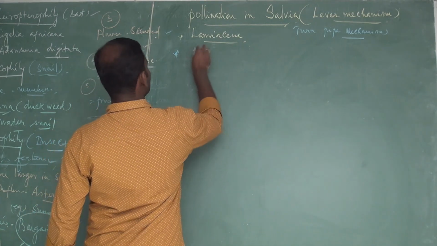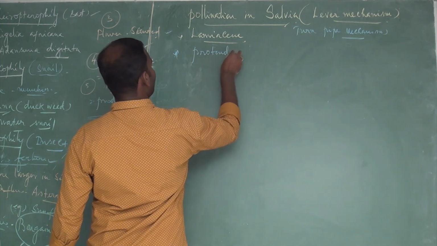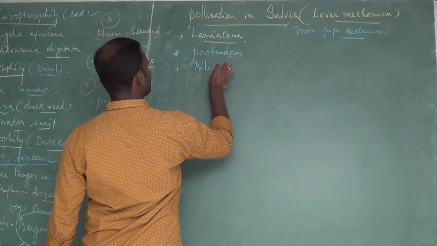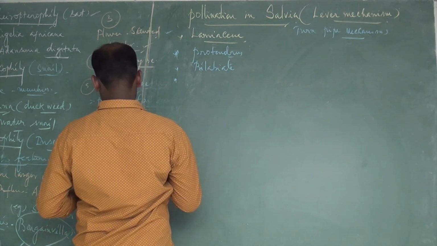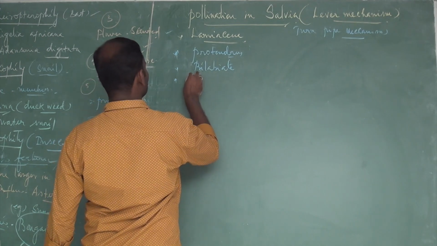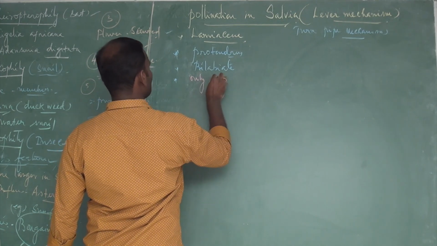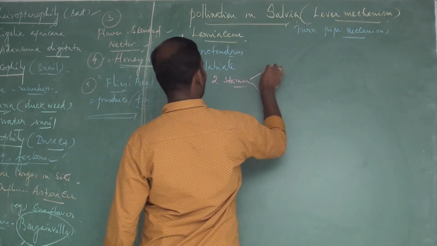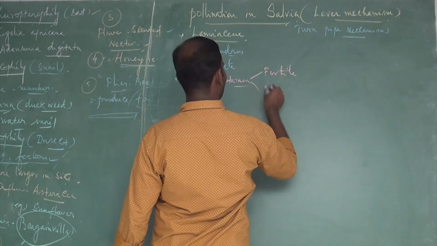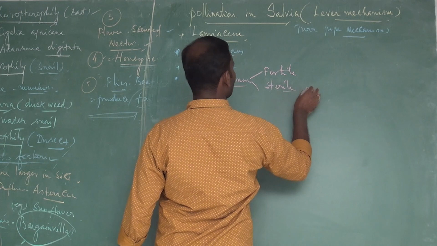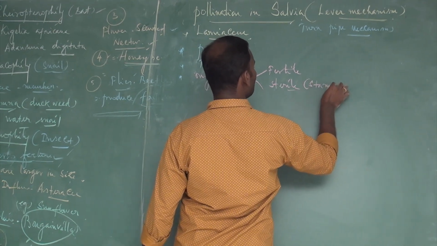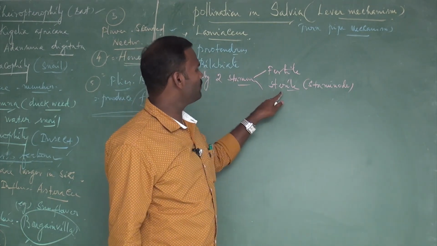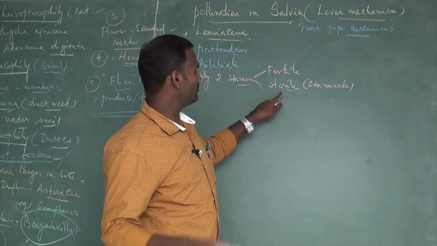It is protandrous and bilabiate, consisting of only two stamens. In these two stamens, one is fertile, another one is a sterile stamen. The sterile stamen is also called a staminode. I mean the stamen does not produce a fertile anther. Such a sterile stamen is called a staminode.